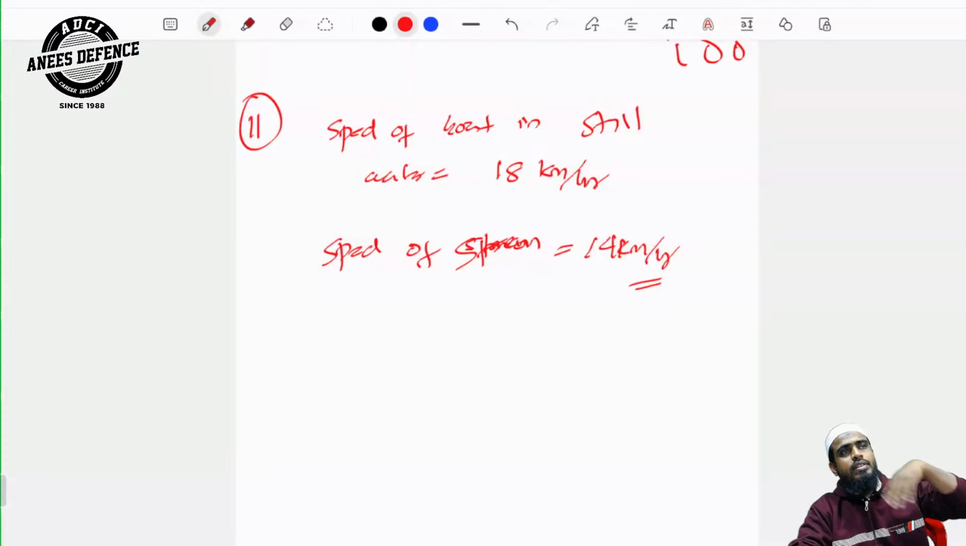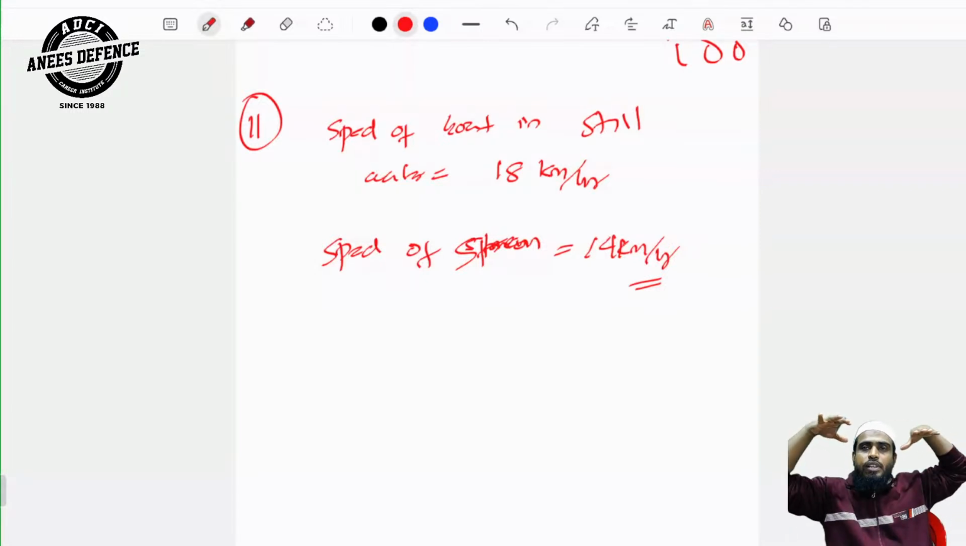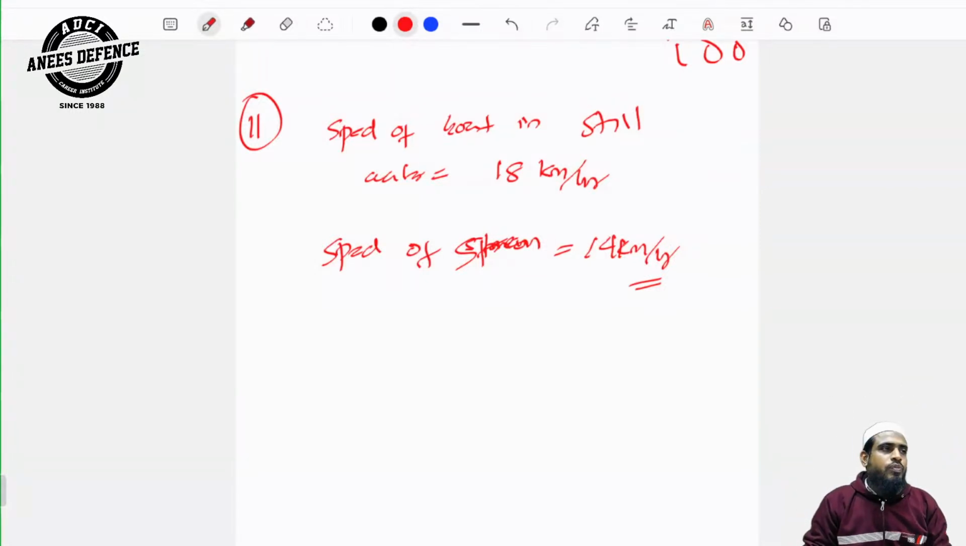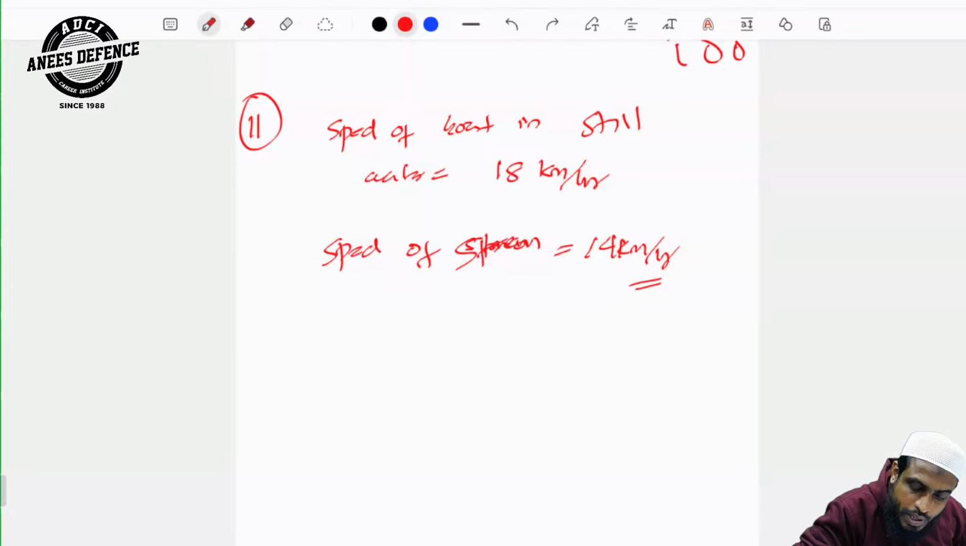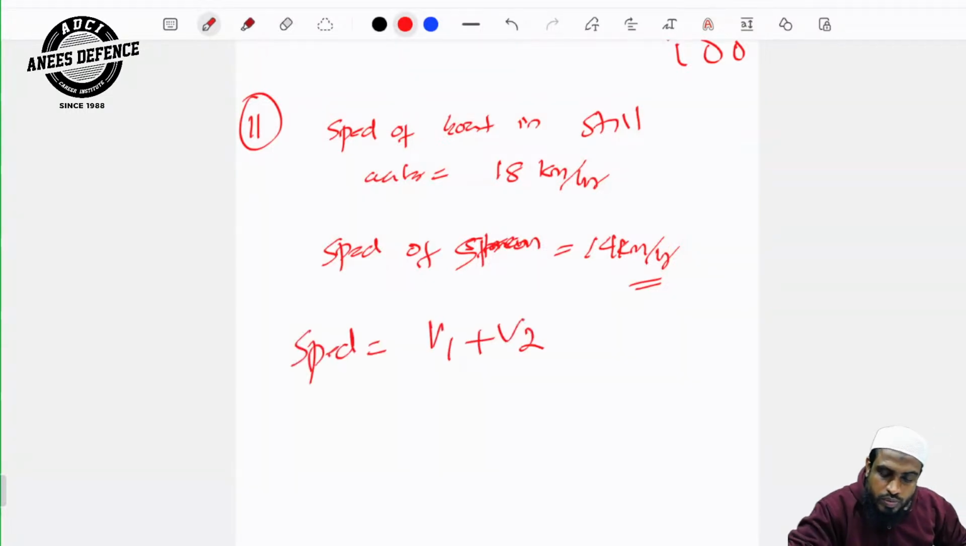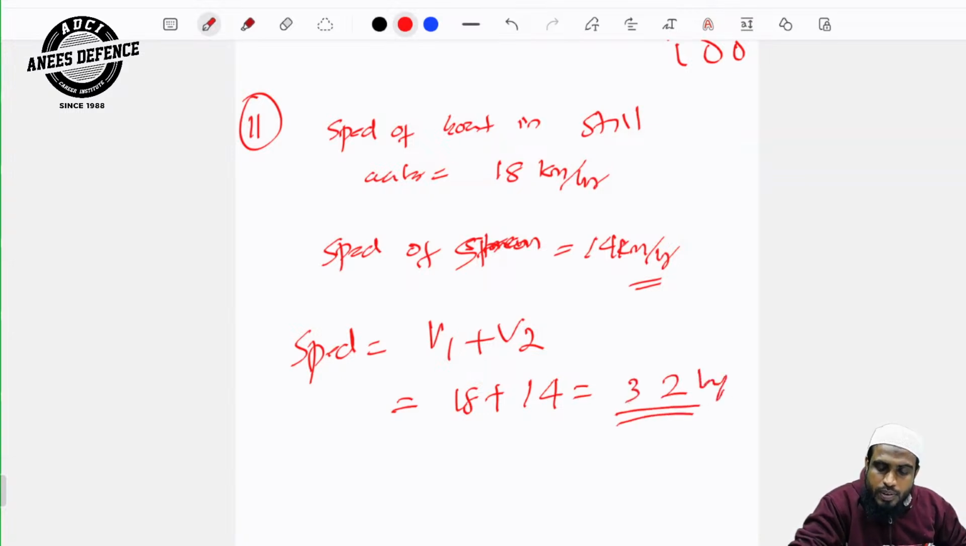If the boat and river are flowing in the same direction, the speed will be, we have to add. Here the boat is also moving in the same direction. So speed should be V1 plus V2. So it will be 18 plus 14, so 32 kilometer per hour. That is relative speed.